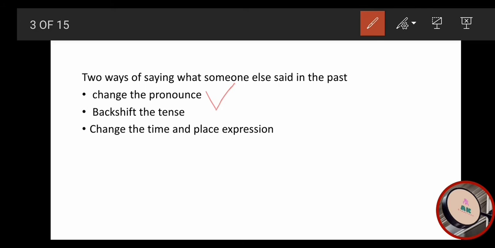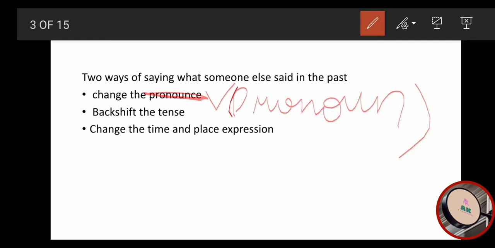Change the pronoun. Oh my god, here I made a mistake. That is pronoun, my mistake, sorry. So change the pronoun. Everyone knows that, right? He, she, it, we, they, them, right? And then backshift the tenses. What's the meaning of backshift the tenses?